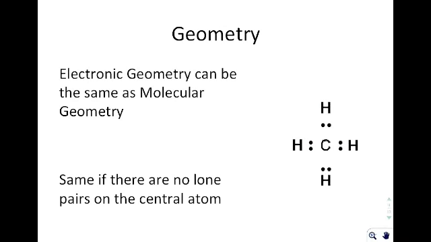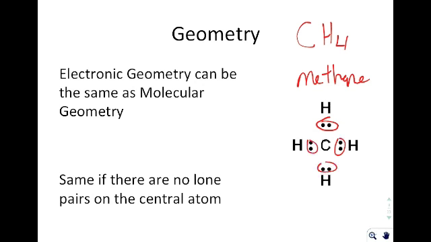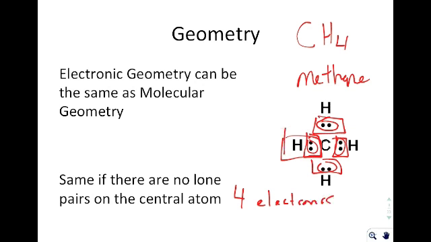So, electronic geometry can be the same as molecular geometry. They don't have to be different. In fact, when you look at this molecule right here, this is methane. Methane, also known as CH4, has a pair of electrons, a pair of electrons, a pair of electrons, a pair of electrons. Each pair of electrons represents a bond to an atom. So if I were to say the electronic geometry, I would say that there are 4 pairs of electrons connected. So there are 4 as far as the electronic geometry is concerned. But there are also 4 atoms connected to it.